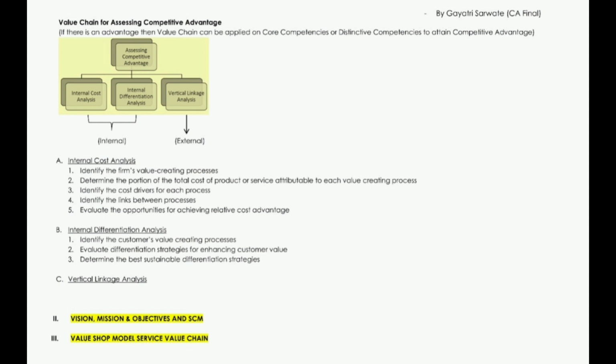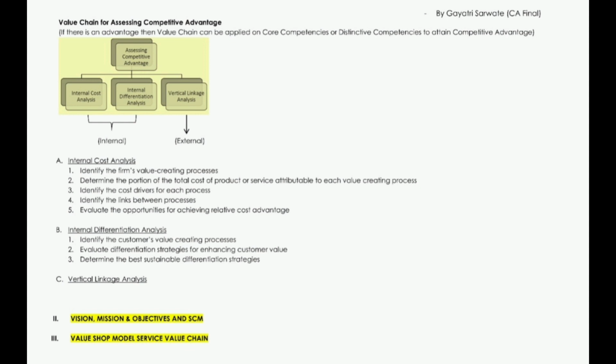And obviously, since we are applying value chain, तो जो चीज़ें value add नहीं कर रही उन्हें eliminate करना है, and we have to identify the strategies which create sustainable product and service differentiation. So this was the second part of our process to assess whether there is a competitive advantage.